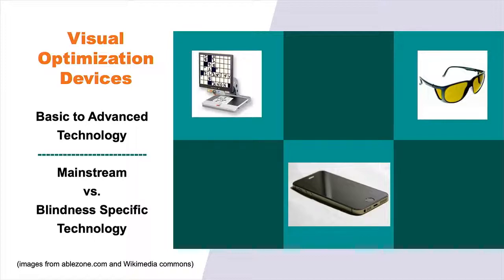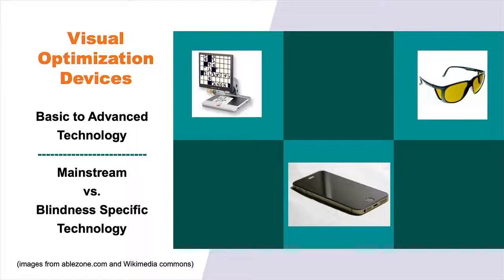So on this slide it says visual optimization devices, basic to advanced technology. And the thing to remember is that it doesn't need to be high tech. It can be very basic, right? So think about your bottles in the shower, shampoo, conditioner. Putting a rubber band around the shampoo and not having a rubber band on the conditioner is going to help you identify those within your shower, without having to read those labels.